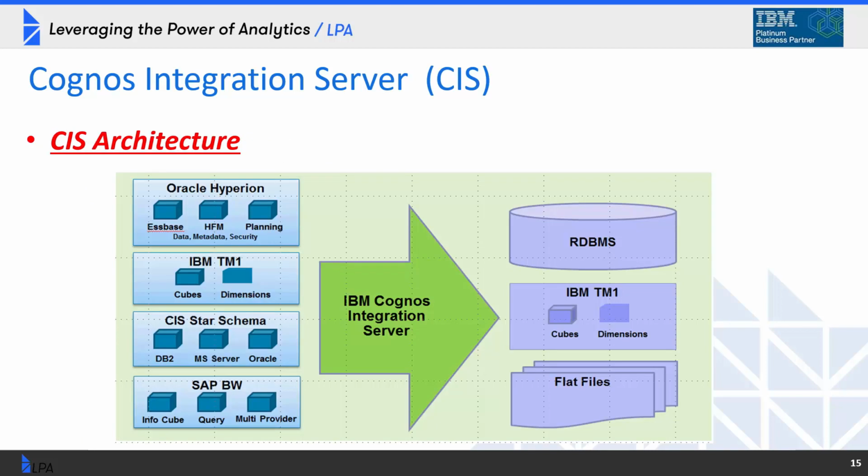The architecture behind the scenes that comes with the cloud. Basically, you've got your disparate systems over here. One may be Hyperion, one may be TM1 or Planning Analytics, your SAP BW, etc. Integration Server kind of sits between it and Planning Analytics on the cloud. So you run it through the server, and the RDBMS is tracking all of the logs, etc. It will create the cubes and the dimensions in your Planning Analytics instance on the cloud, and then you can also export the flat files.